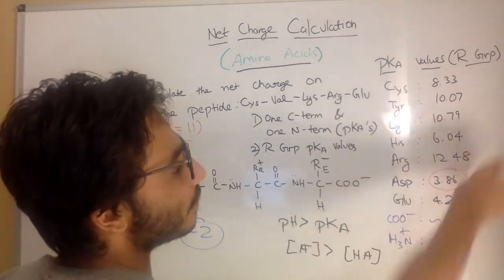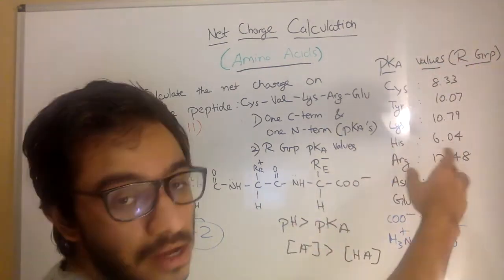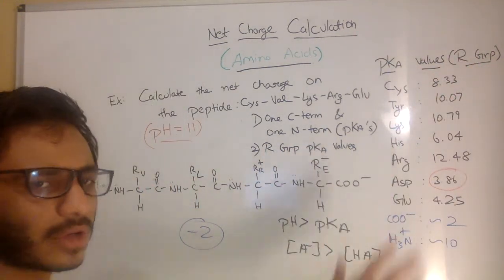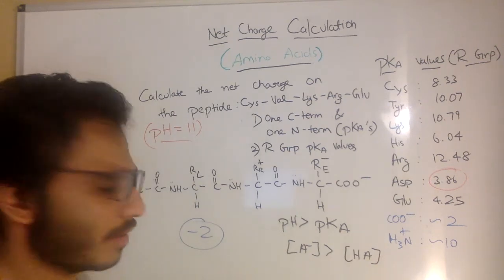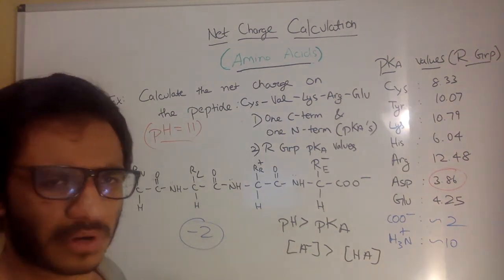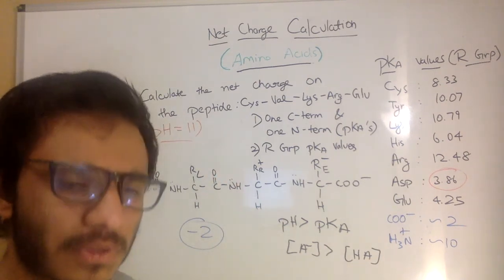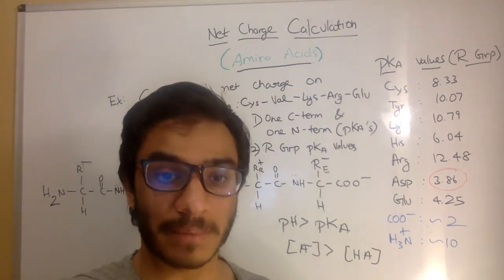But if you have these seven amino acids, then you go ahead and consider their R group pKa values, right? And then once you have all that, you can find the net negative or positive charge, whatever it is, on the entire peptide sequence. Okay, so I hope that was helpful, and I think I made that really easy.